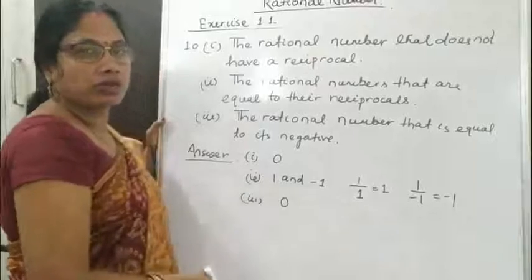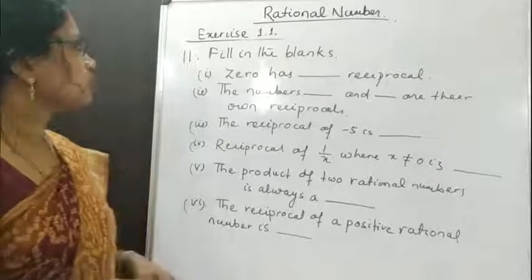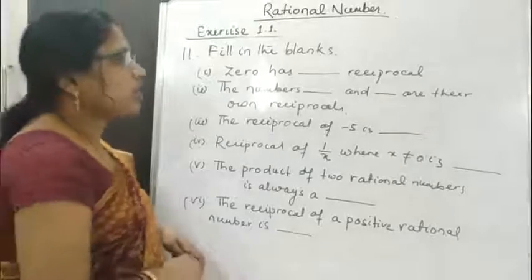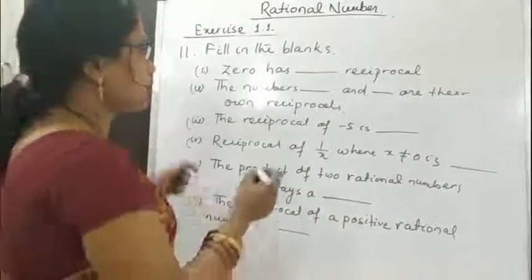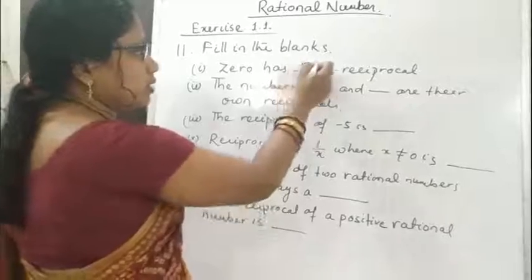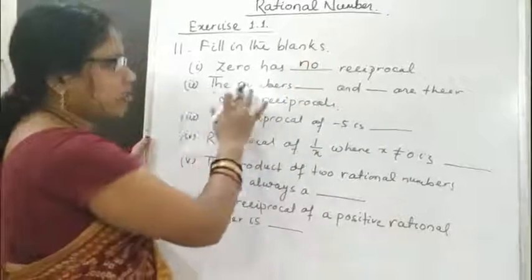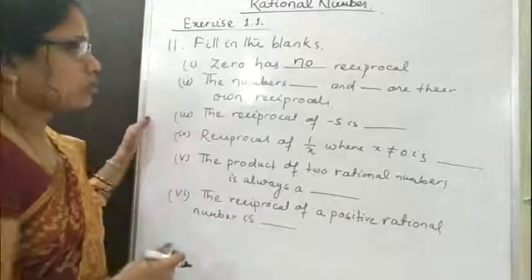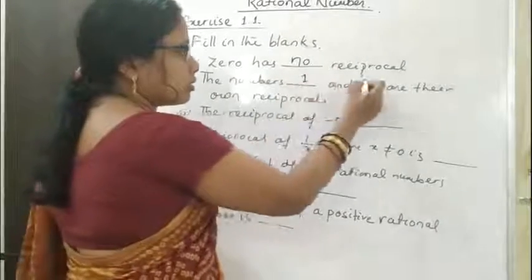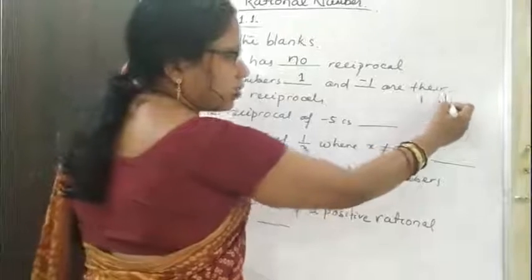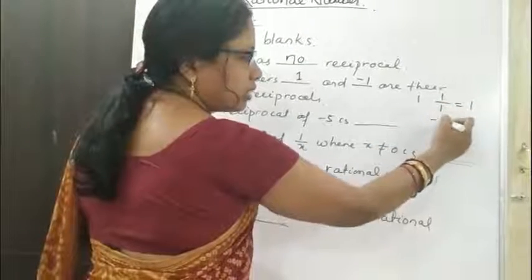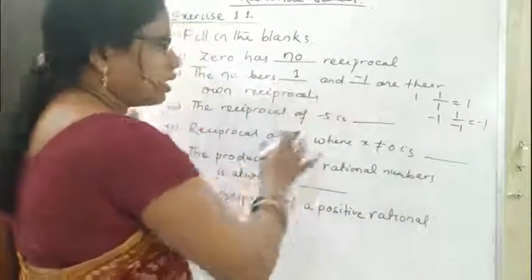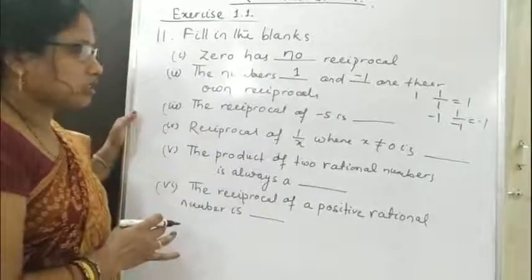The answer is 0. Next, question number 11, fill in the blanks. First one, 0 has dash reciprocal. The answer is 0 has no reciprocal. Second, the numbers dash and dash are their own reciprocals: 1 and minus 1. So 1 has reciprocal 1 by 1, which is 1, and minus 1 has reciprocal 1 by minus 1, which is also minus 1. So 1 and minus 1 are their own reciprocals.